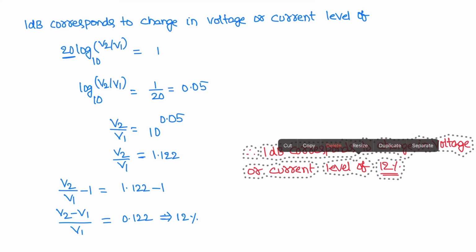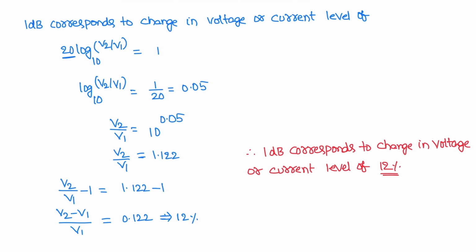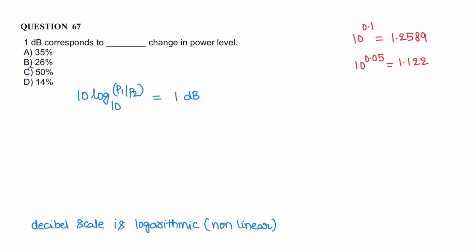1 dB corresponds to a change in voltage or current level of 12%. Now the question is, 1 dB corresponds to what change in power level? Let us solve this question. log 10 P1 by P2 is equal to 1 by 10, that is 0.1.